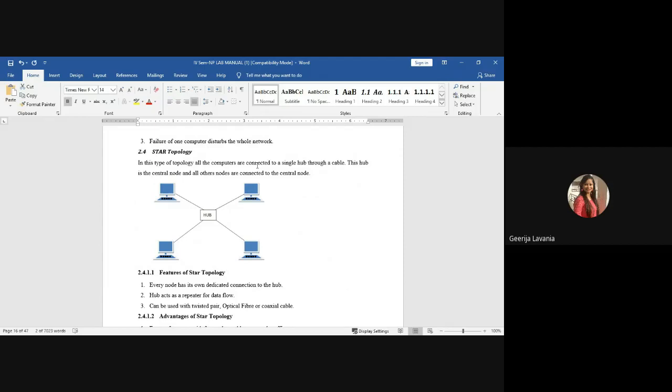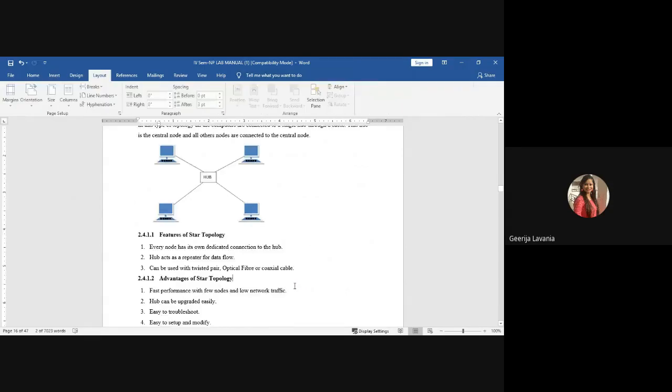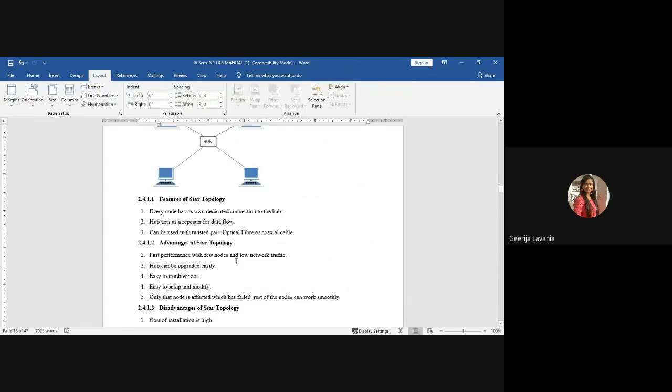Now the features of the star topology: every node has its own direct connection with the hub. Second, the hub acts as a repeater for the data flow. Third, it can be used with twisted pair, optical fiber, and coaxial cable. Now the advantages of the star topology: fast performance. The hub can be upgraded easily.